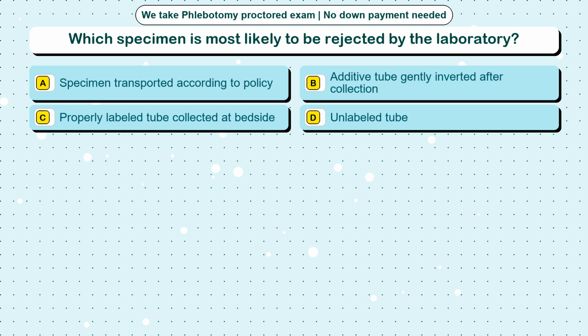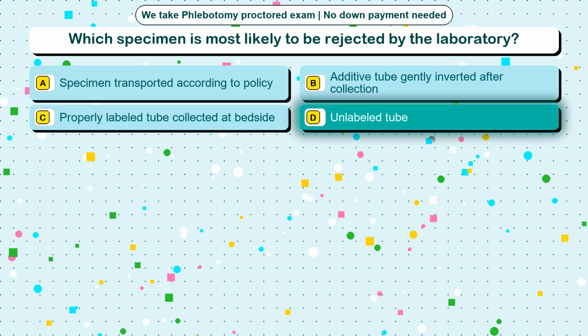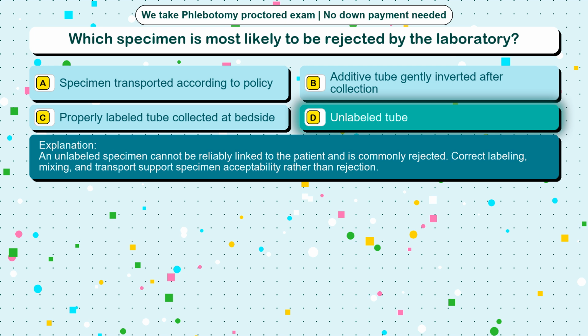Question 68. Which specimen is most likely to be rejected by the laboratory? Option A, specimen transported according to policy. Option B, additive tube gently inverted after collection. Option C, a properly labeled tube collected at bedside. Option D, unlabeled tube. The correct answer is option D, unlabeled tube. An unlabeled specimen cannot be reliably linked to the patient and is commonly rejected. Correct labeling, mixing, and transport support specimen acceptability rather than rejection.